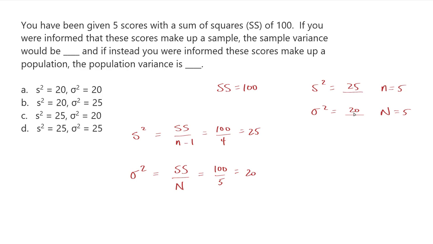And so I'm going to be looking for an answer where the sample variance is 25, population variance is 20. So sample variance 25, population variance 20, that is my answer right there. It's C.